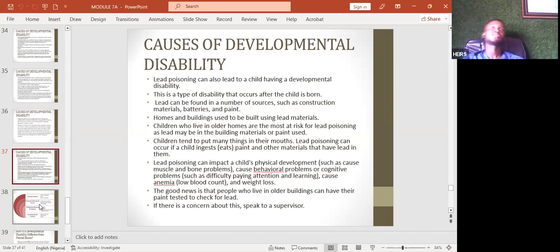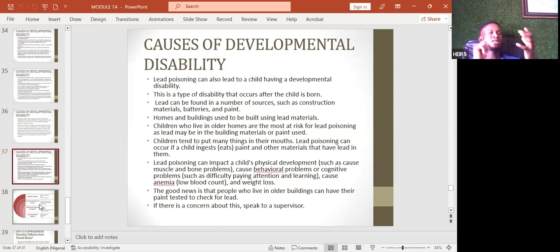So lead in itself can be very detrimental. It's a poison. And our children put everything in their mouth, like the oral stage I made mention of when we started, the oral stage of Freud's stage of development. The child develops gratification from biting, sucking, chewing, anything in the mouth. So whatever they see goes to the mouth. Whatever they pick goes to the mouth.